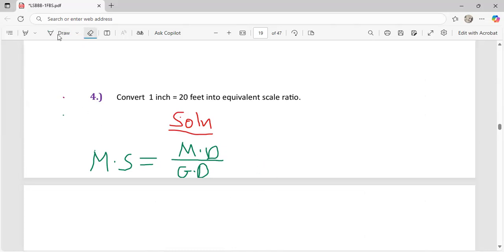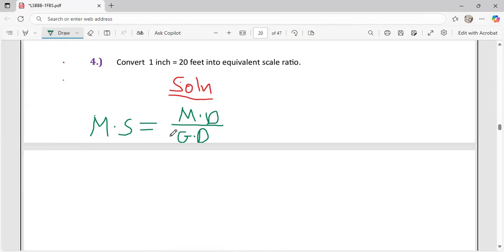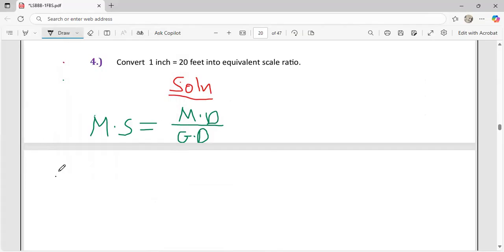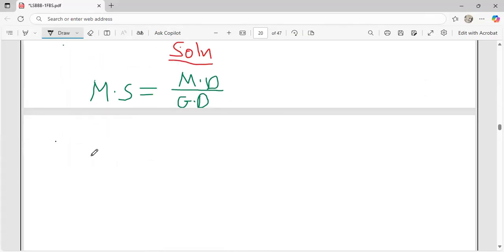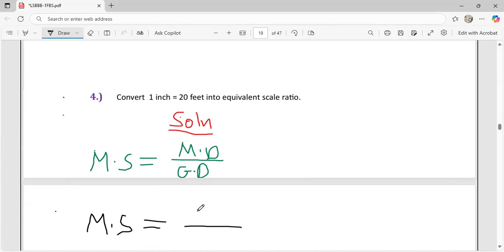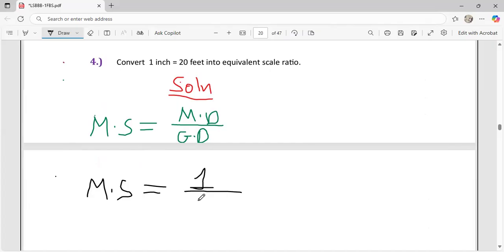In this question you can see that they are not using millimeters and centimeters, they are using inches and feet. So it implies that the technique we have to adopt in this case has to be a bit different from the other ones. So our map scale, as given in the question, we just have to write in that form. So this is 1 is to 20.